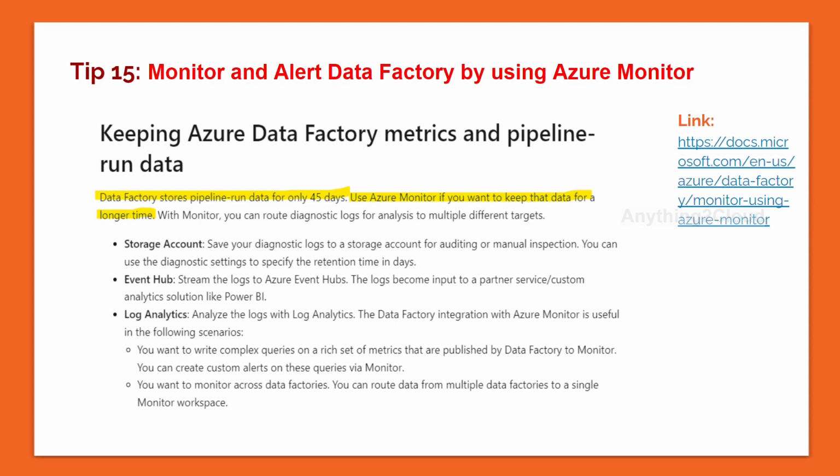The next step is on Azure Monitor. Data Factory stores pipeline run data for only 45 days. Use Azure Monitor if you want to keep the data for a longer time. If you want to keep the Data Factory metrics and pipeline run data, then you can use Azure Monitor, because after 45 days those will expire in Azure Data Factory. So if you want to keep the Azure Data Factory metrics and pipeline run data for a longer period, more than 45 days, then use Azure Monitor.